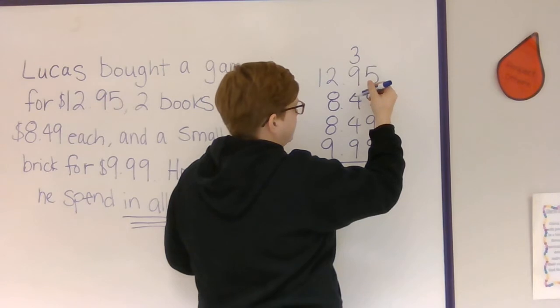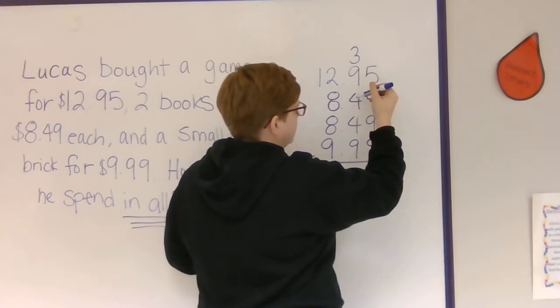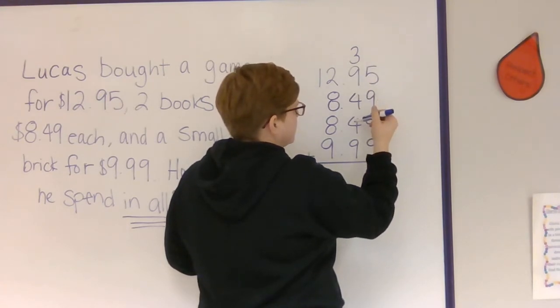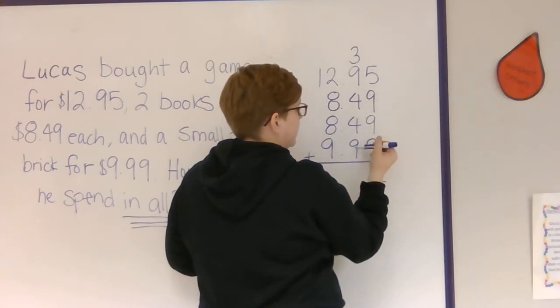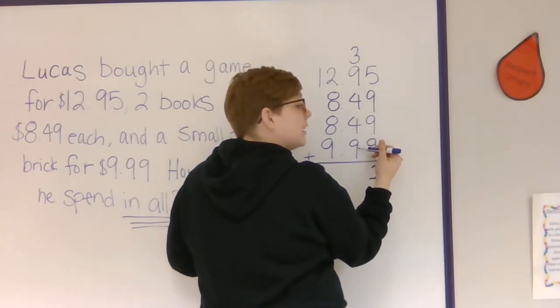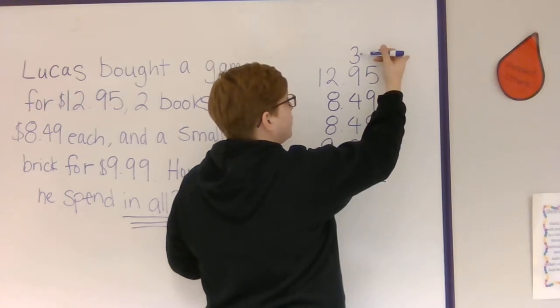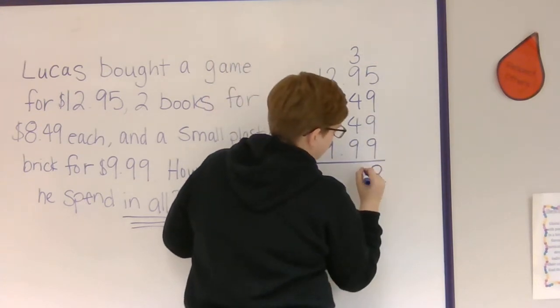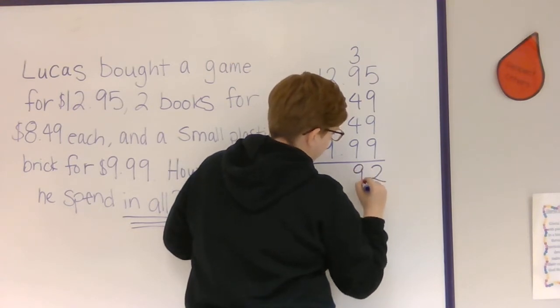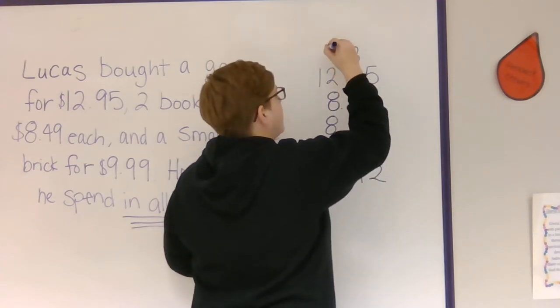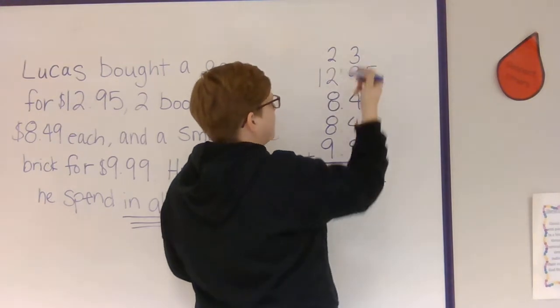9 plus 4 is 13. 13 plus 4 is 17. Plus 9 is 26. I'm going to add my 3, which is going to make it 29. Since it's 2 digits, I'm going to put my last digit there, and my 2 is going to take a piggyback ride.